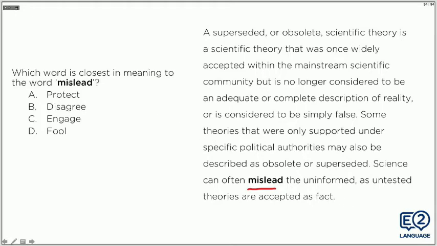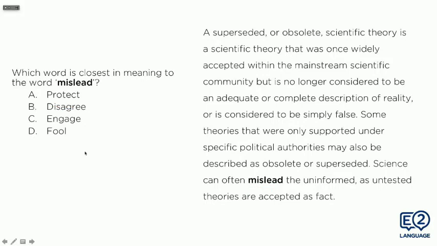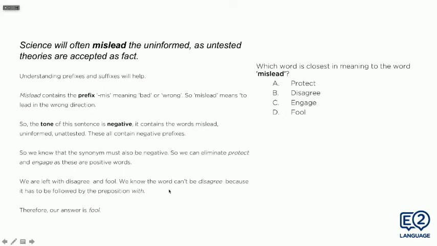So let's now swap these words here and see which one fits best, which one has the most precise meaning and similar meaning to this one here. So science can often protect the uninformed. Yeah, science can often disagree, well, this one's definitely wrong because of grammatical reasons. Science can often engage the uninformed. No, I'm not happy with that one either. Science can often fool the uninformed, as untested theories are accepted as fact. I think we've got our answer, which is indeed fool. Science will often mislead the uninformed, as untested theories are accepted as fact.